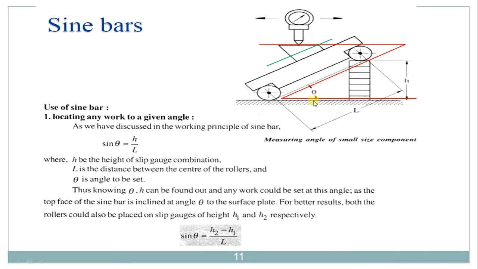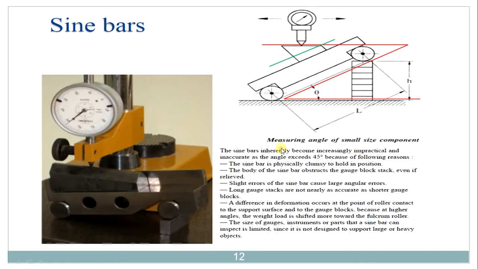So our target is to measure this theta angle. Now how to measure? Sine of this will be nothing but the opposite height upon the hypotenuse. So sine theta is equal to h by L. Here h is a combination of slip gauges, and capital L is the standard length of the sine bar. In turn we'll get sine theta, or theta.